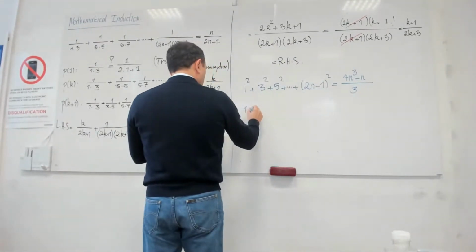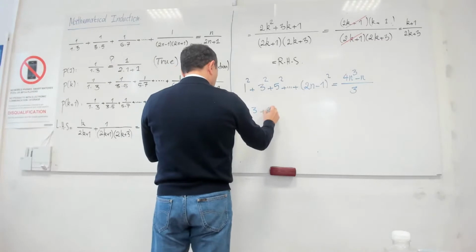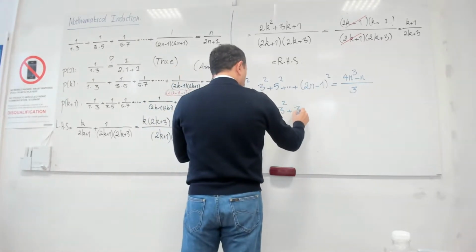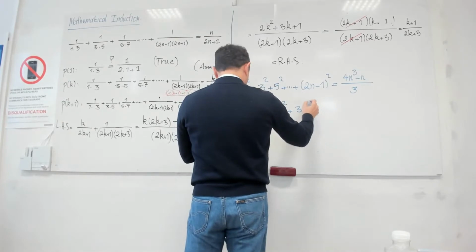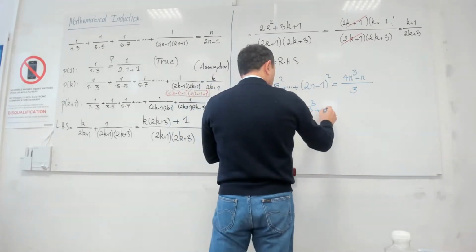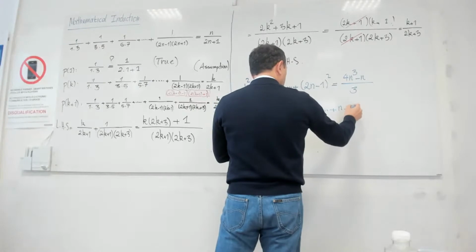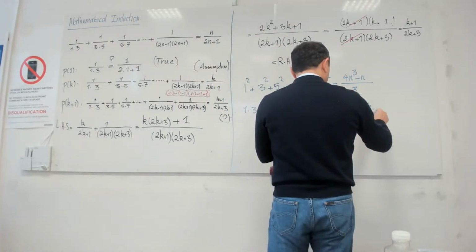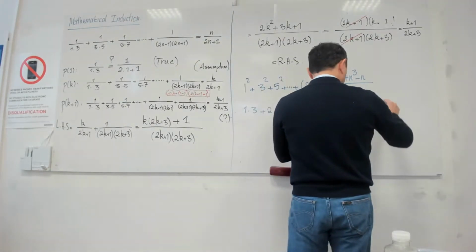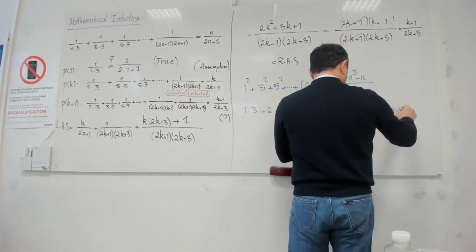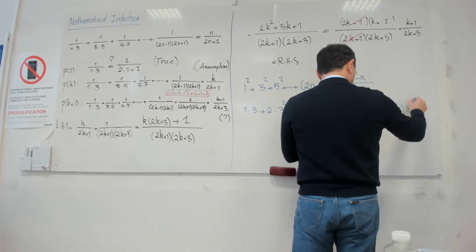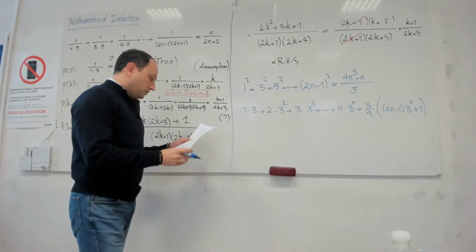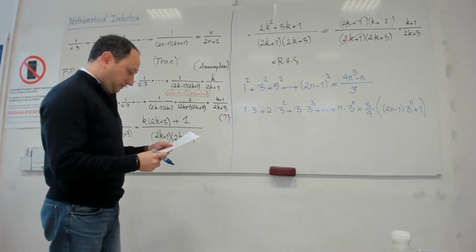Another one is 1 times 3 plus 2 times 3 to the power 2 plus 3 times 3 to the power 3, and then plus up to n times 3 to the power n is equal to 3/4 of this expression. That's also good to work on.